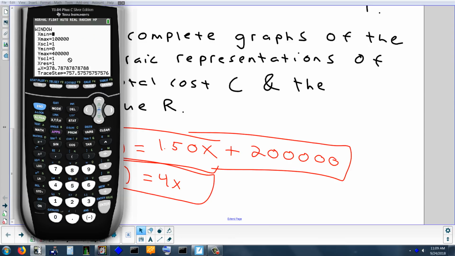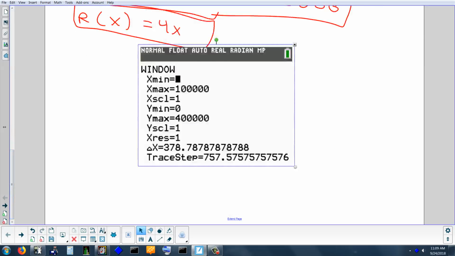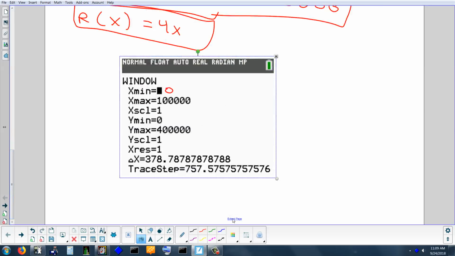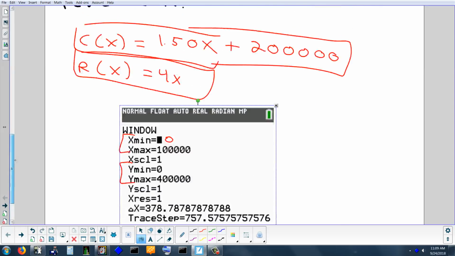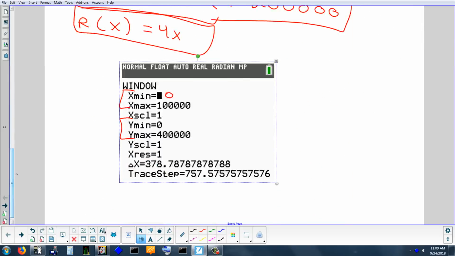So what did we use for our window? You want to write down those values. That was 0. So your min and max, min and max. And that's all they asked us to do, find complete graphs. Okay, so we did that.